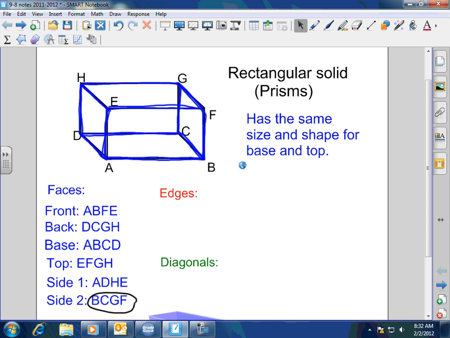Think of a can, a Coke can. It's got two circles, so a circle on the top and a circle on the bottom. That's a prism. That prism is called a cylinder. So don't stress about prisms. They're pretty easy. Now, prisms also, yes, sir?